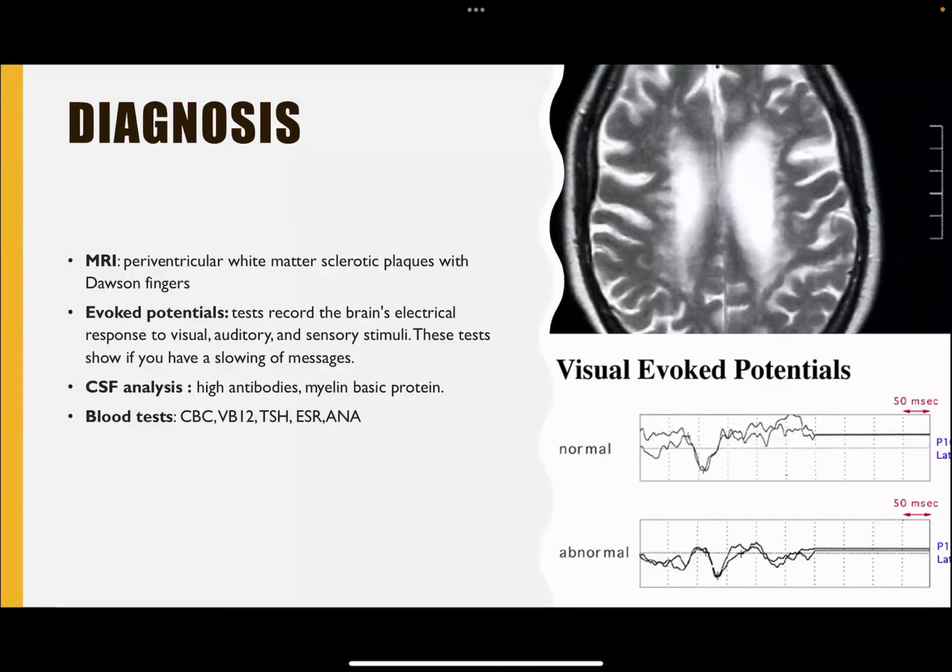In this CSF analysis, we're going to take a sample and analyze it. We're going to see high oligoclonal bands and myelin basic proteins as well. We can do blood tests like CBC, vitamin B12, thyroid stimulating hormone, ESR, ANA as well.